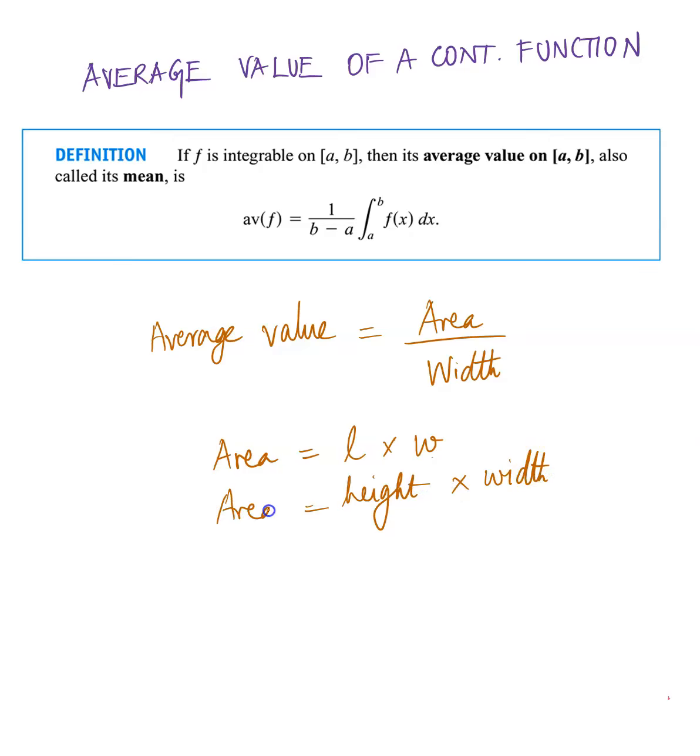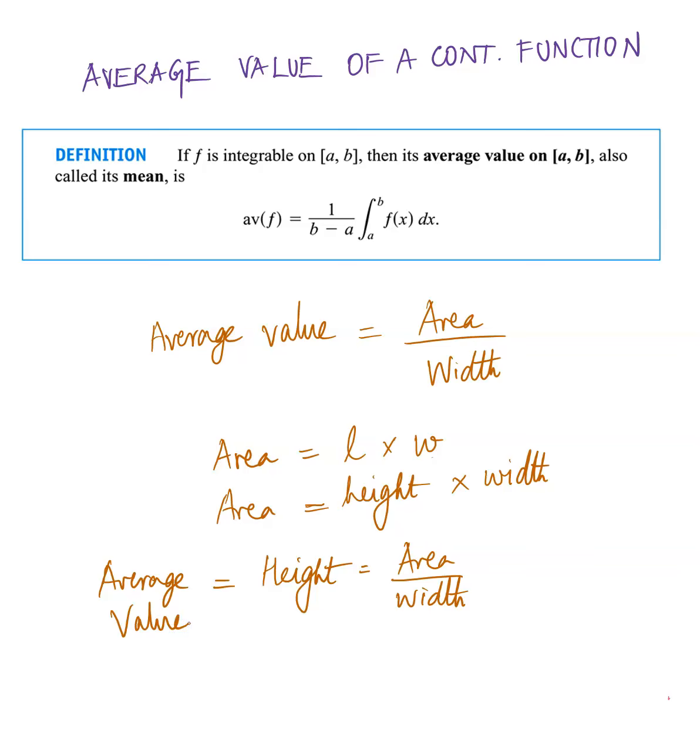And so height is nothing but the value where the height is attained, right? So that's the average value. From this, if you solve for height, you divide both sides by width, and that's how we got area over width. And this height is nothing but the average value. So we got this information.